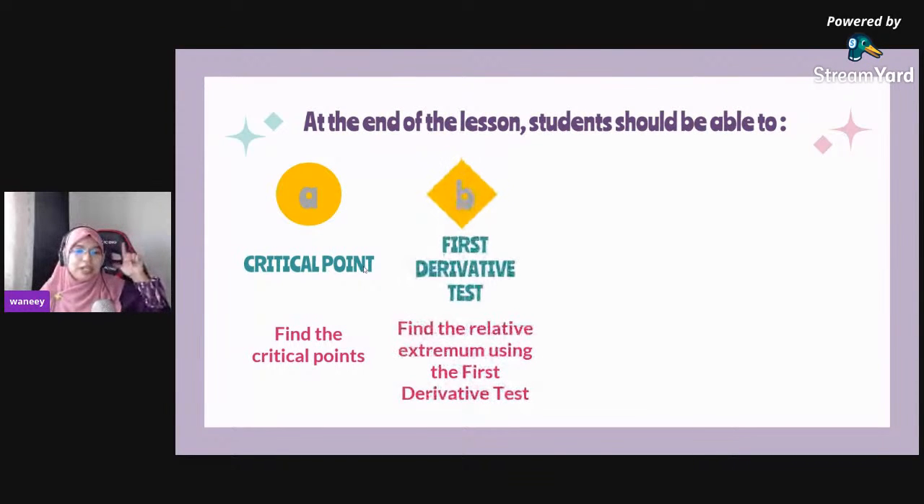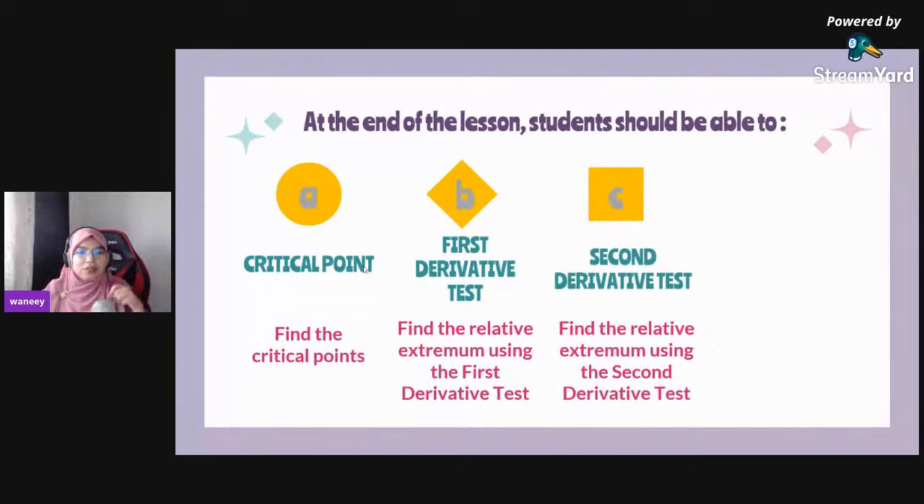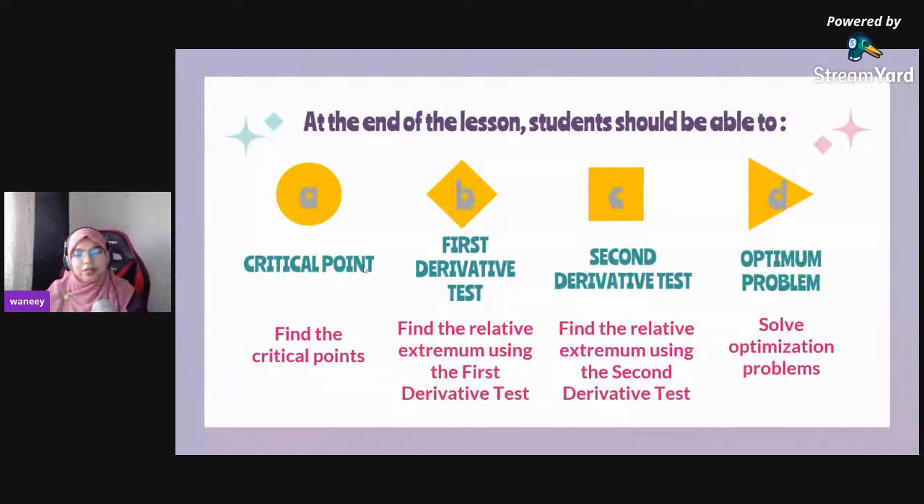The second one is that you need to learn how to find the relative extremum using the first derivative test. So we actually have two tests in extremum problem. We either have the first derivative test and another one is the second derivative test. The last one, we're gonna try to solve for optimization problem. For optimization problem, we will need to use the first derivative as well as the second derivative test. Sebab tu dia datang serentak dengan kuliah first derivative dengan second derivative.